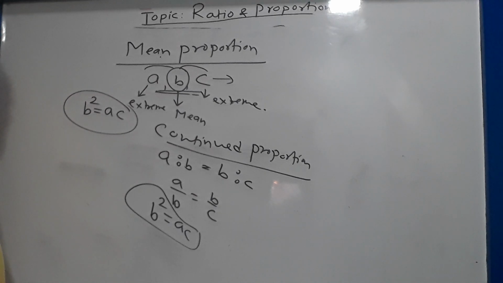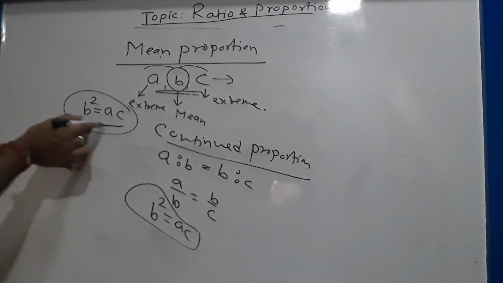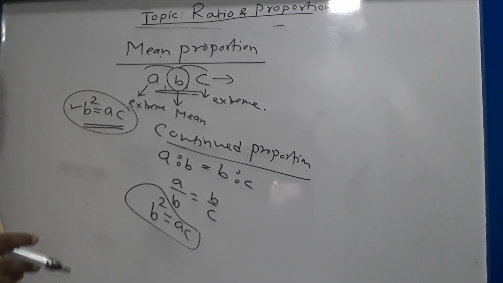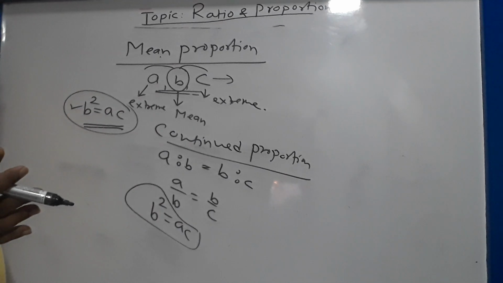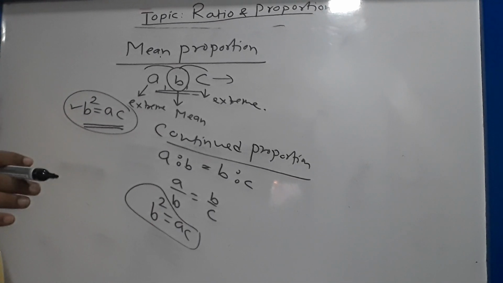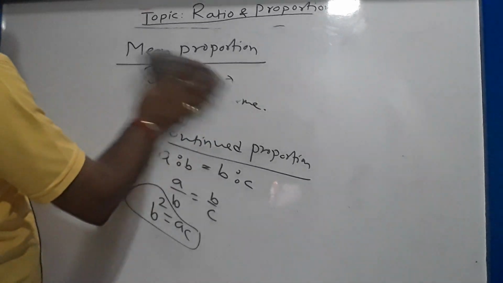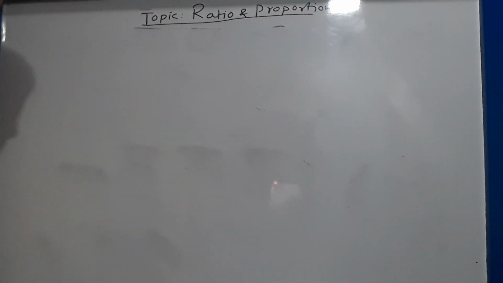So the definition of continued proportion of three numbers and mean value of three numbers give the same result: B square is equal to AC. The condition is the same, whether three numbers are in continued proportion or whether you want to find the mean value of three numbers. B square is equal to AC must hold true. Let us see.